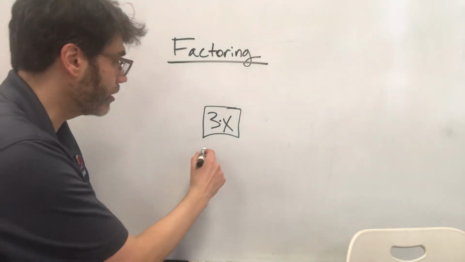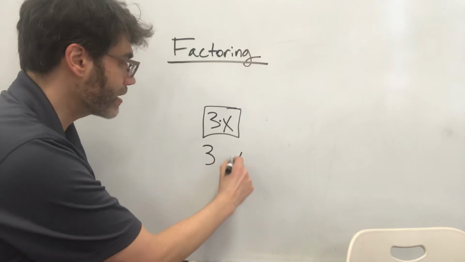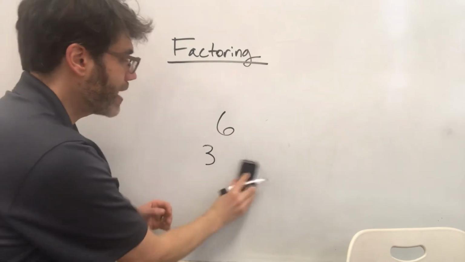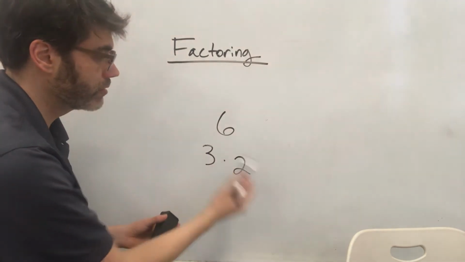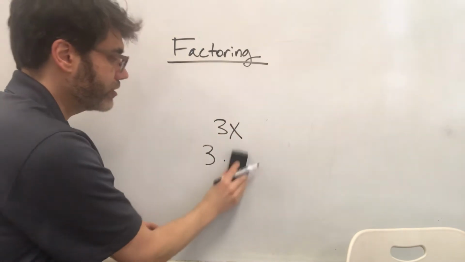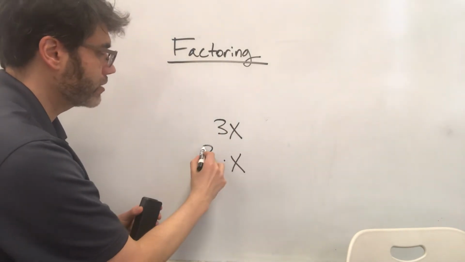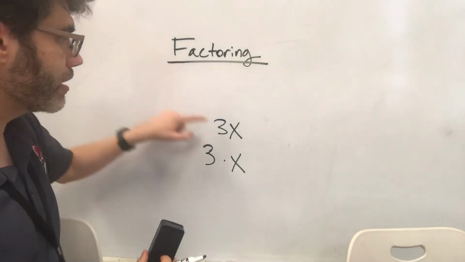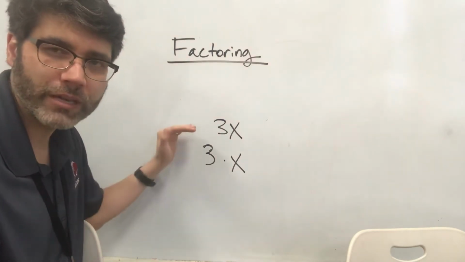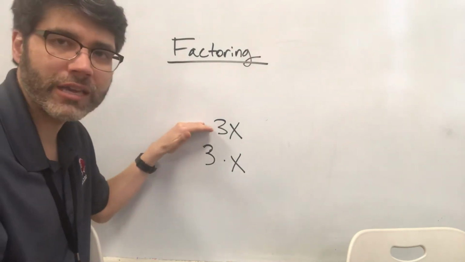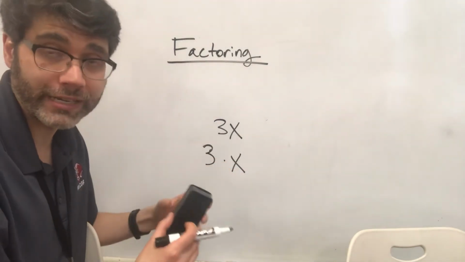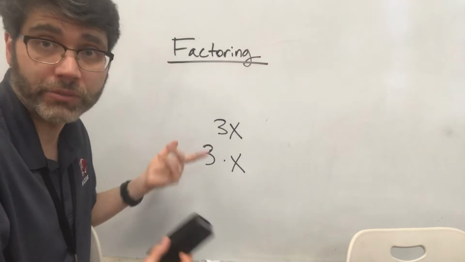So the term 3x can be broken down into its factors. So its factors are 3 and x, okay? Just like 6 could be broken down into its factors of 3 times 2, 3x can be broken down into its factors of 3 times x. So we've just done some factoring of 3x, okay? So factoring, if you want to think about it, is kind of like working backwards. You start with a product and then you break it down into its original parts that were multiplied together to get this larger number in the first place.